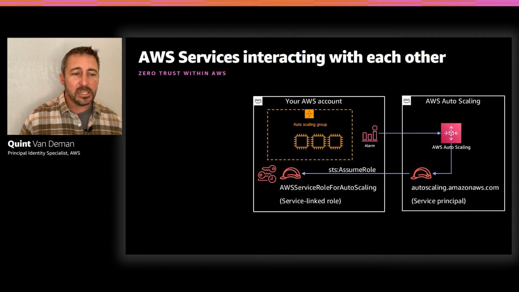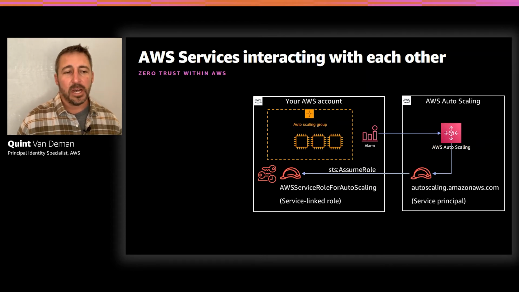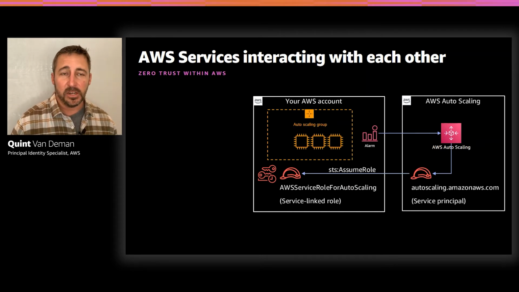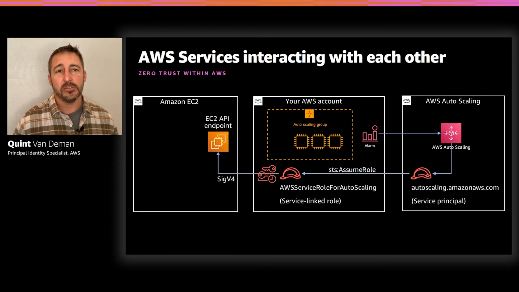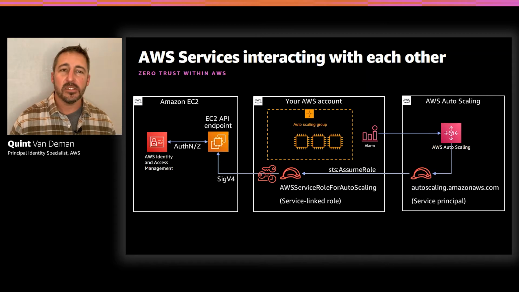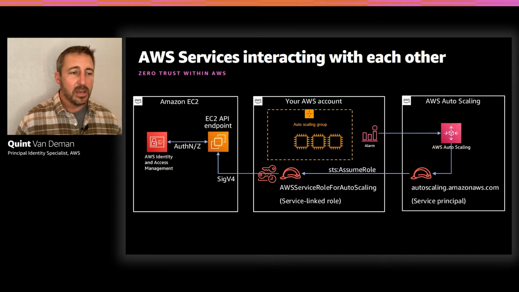And that role is going to do the same assume role operation that you probably use fairly regularly, and it's going to assume into what's known as the service linked role in your account. That's going to result in a set of short-term AWS credentials. And the auto-scaling service is going to use those short-term credentials to do the same signature v4 signing process up to the EC2 API endpoint, right?